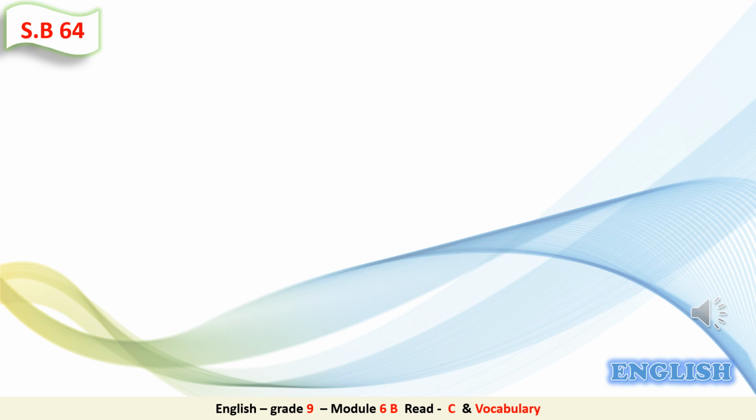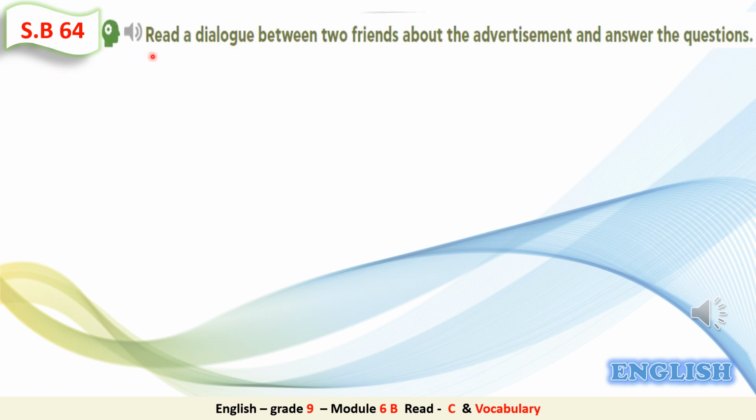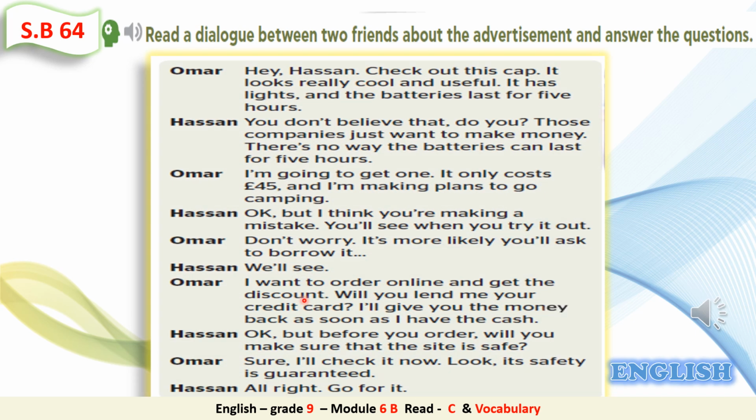Could you please open your student's book, page 64. Read the dialogue between 2 friends about the advertisement and answer the questions. So now we are going to listen to this dialogue between Omar and Hassan, and you are going to answer the questions which we have just read. Listen, please. 6B. 1. Read.